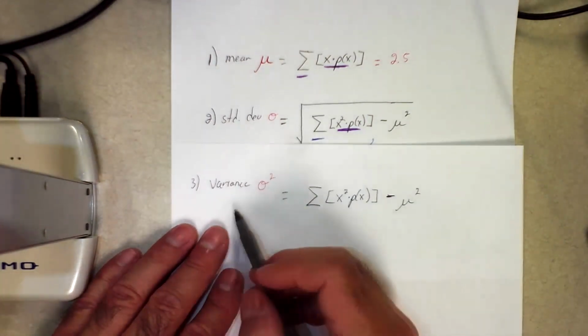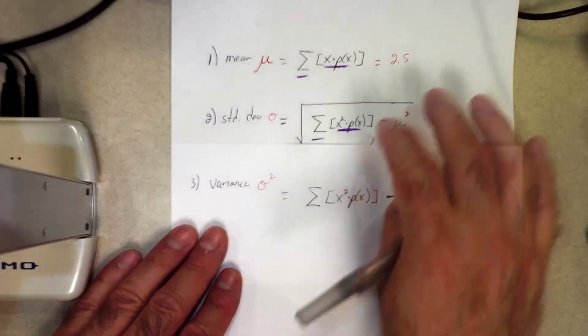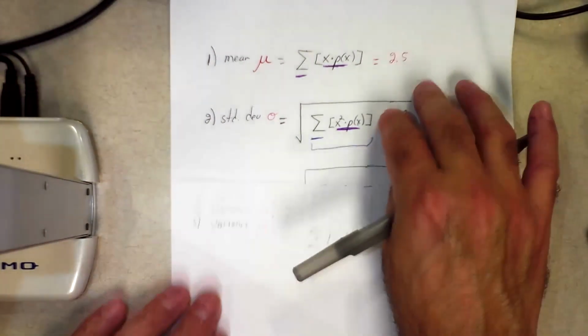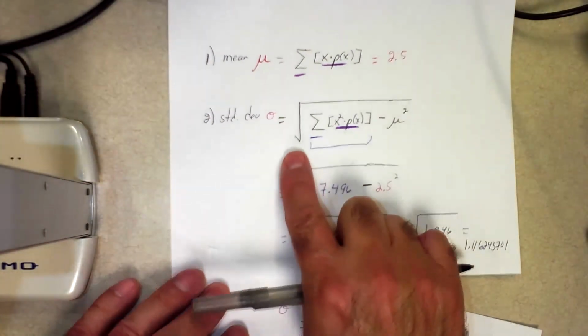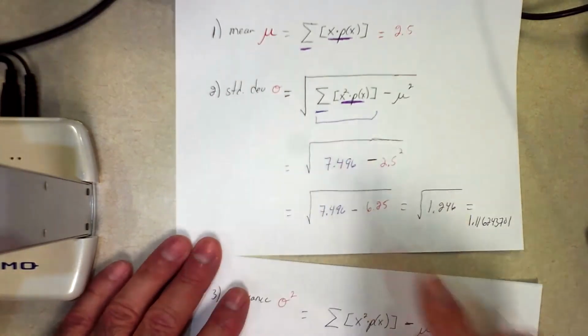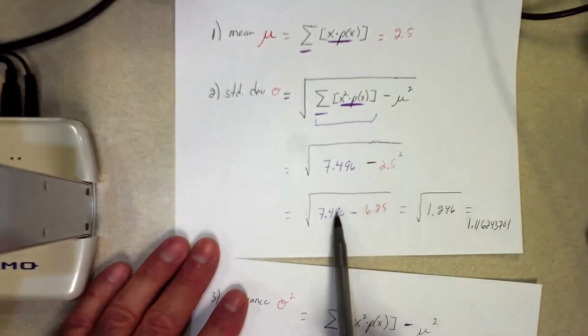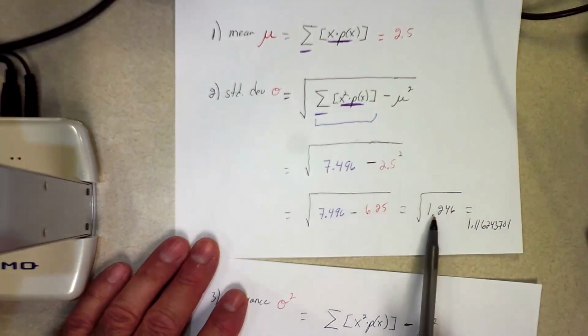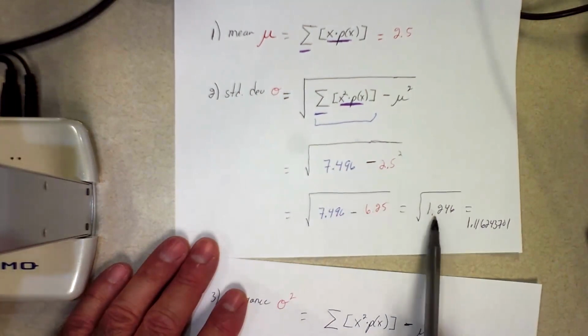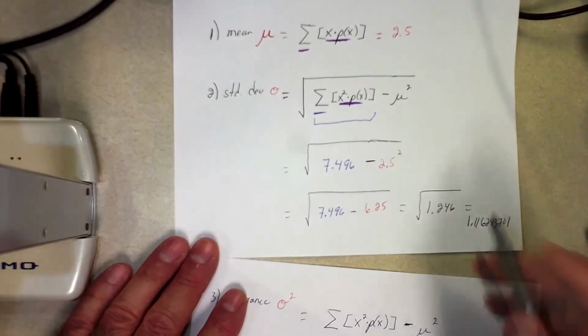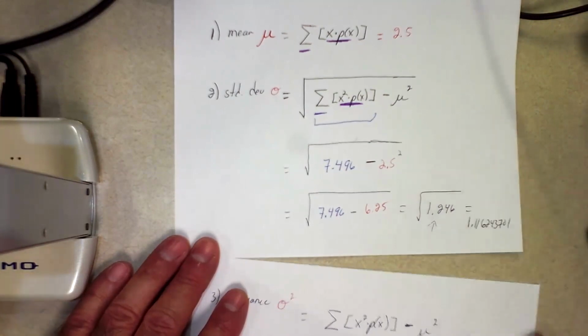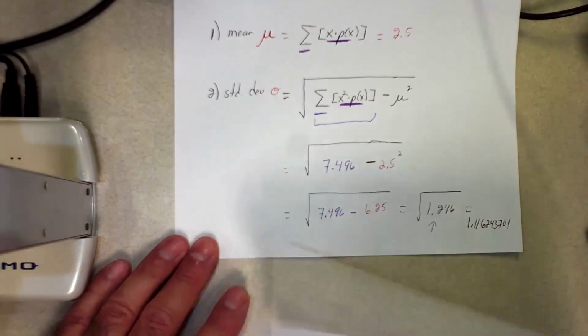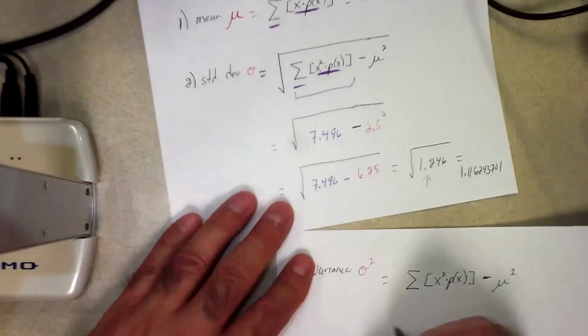So when you compute the variance, you already computed it when you did the standard deviation. The variance is the number just before you took the square root. So the number that's inside the square root is your variance. So that number right there is your variance. I didn't have to do any work because I already did it, so my variance is 1.246.